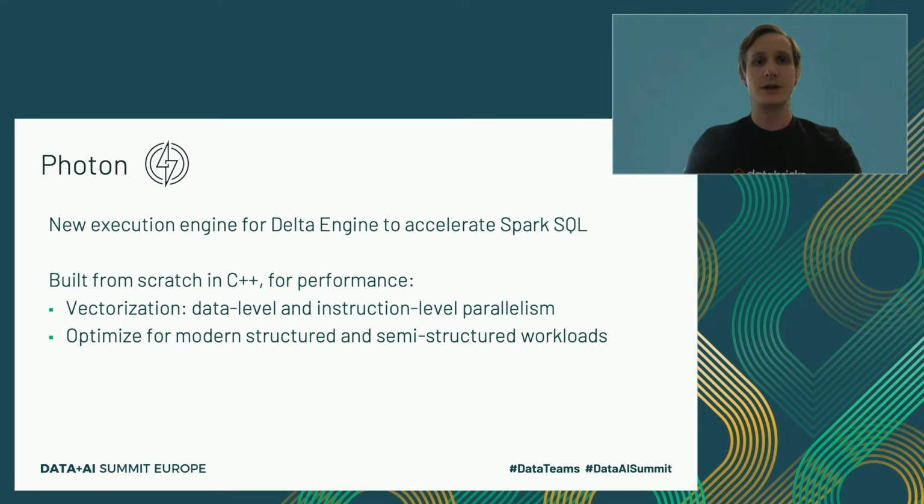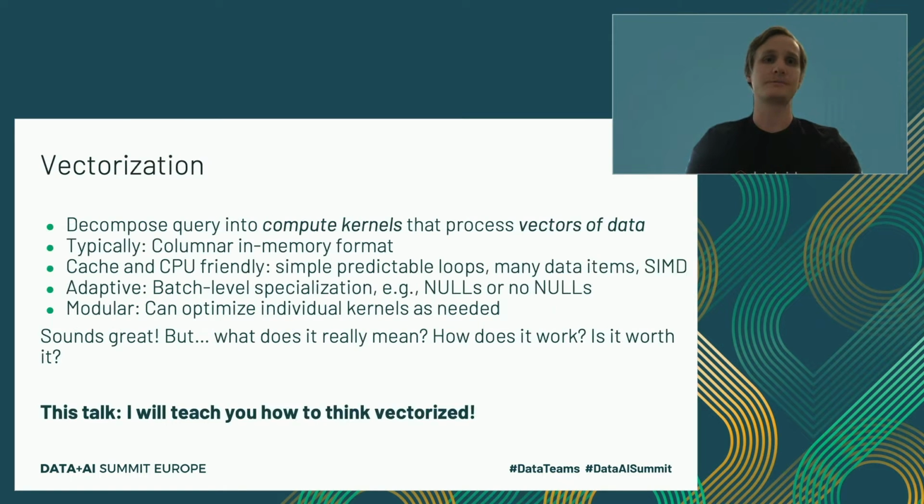So what is Photon? It's a new execution engine for Delta engine, geared towards accelerating these workloads we talked about. It's built completely from scratch in C++, purpose-built for performance. It's a vectorized engine. It's a specific technique for making these kinds of workloads fast, and hopefully I'll teach you more about the specifics of that. We also want to keep in mind that modern workloads are both structured and semi-structured, so we want to support those cases as well.